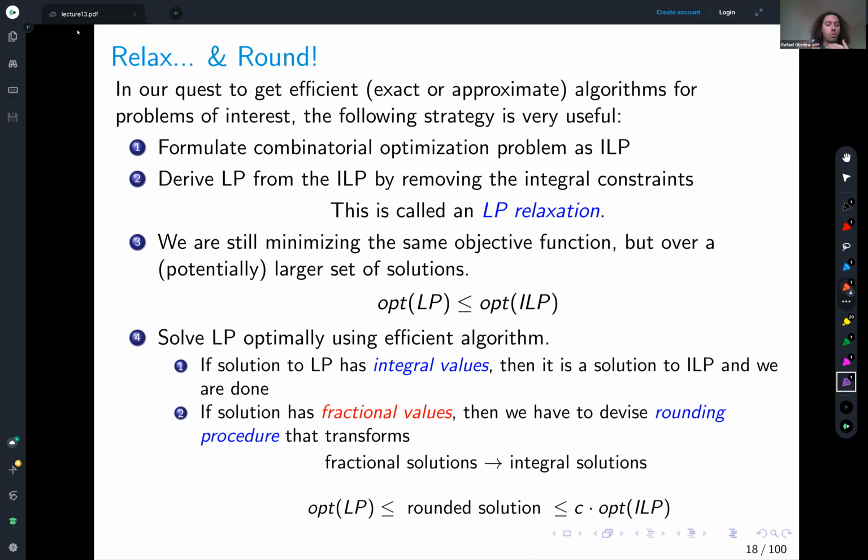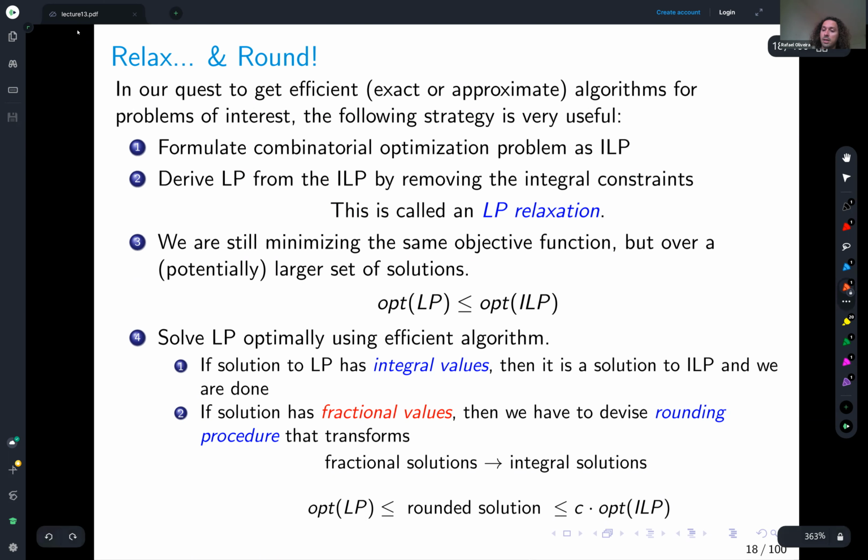So we'll have to do more. So we just solve the LP in a black box way, right? So say, okay, take a solution to the LP. If the solution has fractional values, then we have to do something extra to round the fractional values to integral values, that will transform fractional solutions to feasible integral solutions, right?